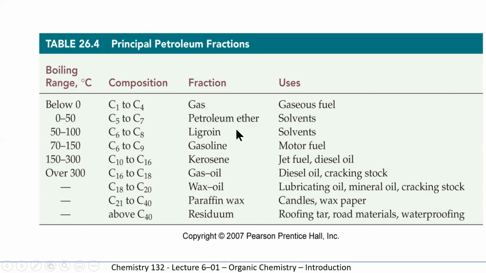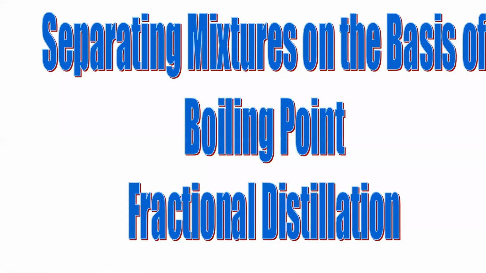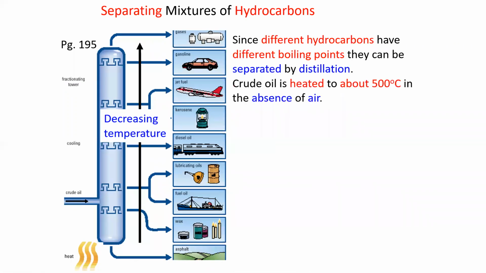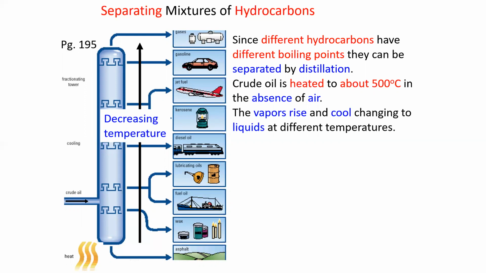So we can take a mixture and heat it up in a fractionating tower and separate the various components. So here's an example of a separation of 4 different components using differences in boiling points. They're all heated in the absence of air, and the vapors rise in the fractionating tower. And of course, as they rise, they cool, and the different fractions will condense from vapor to liquid at different temperatures.